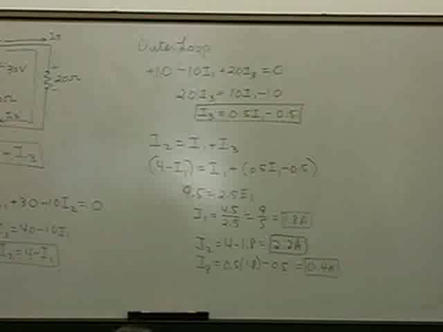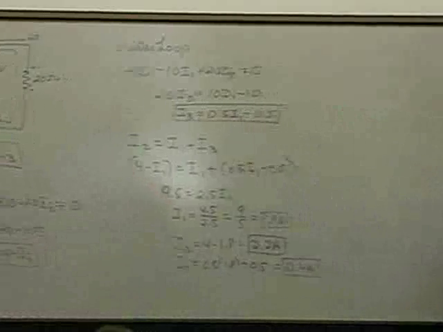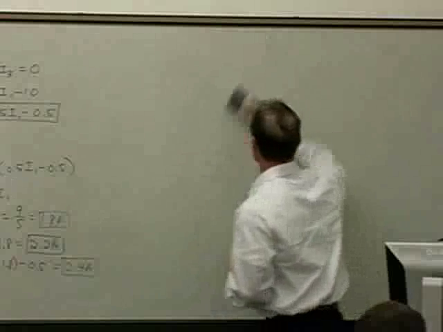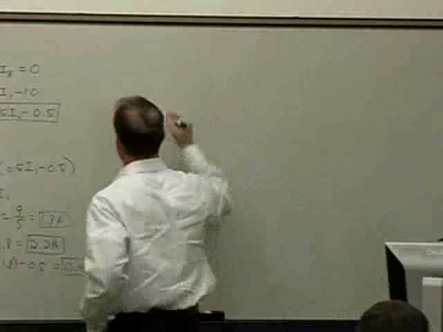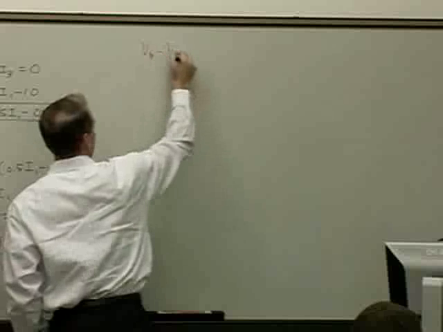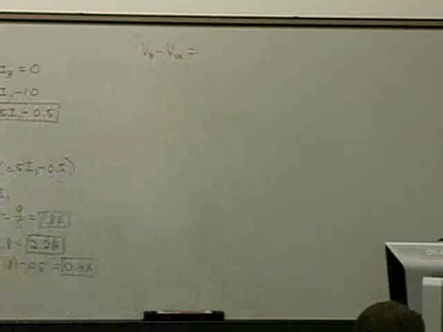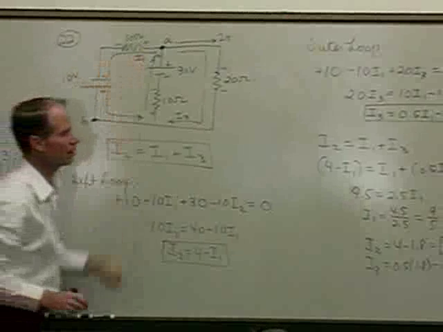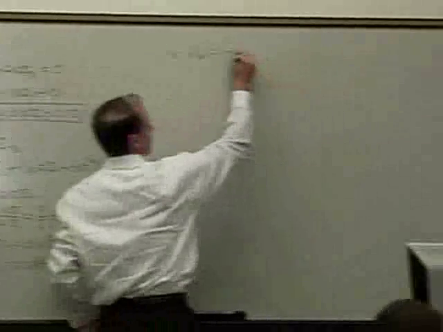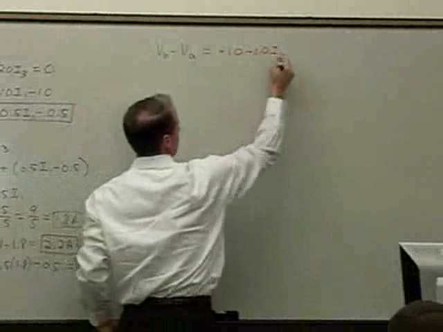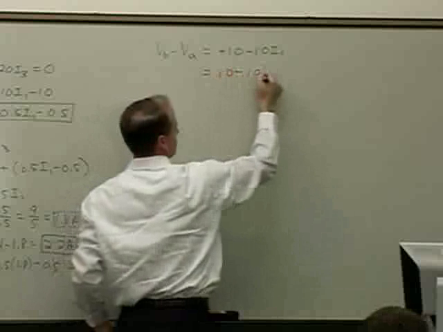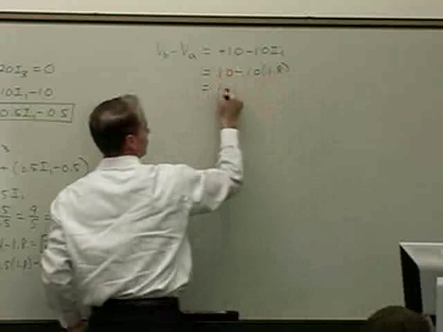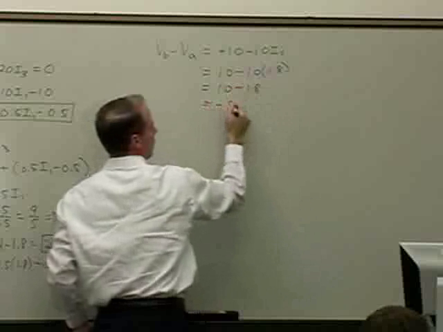But we want to find voltage VB minus VA. So let's walk our way from B to A. VB minus VA. We're going to walk from B to A, and how we get there doesn't matter. So if we walk this way, it'll be plus 10 minus 10 I1. That's going to be 10 minus 10 times 1.8. 10 minus 18, or negative 8 volts.